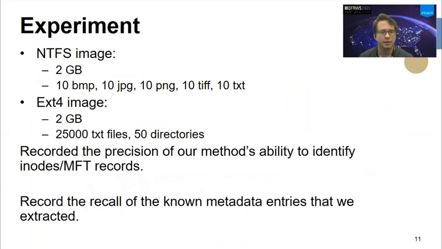So each of the images was 2 gigabytes in size. The NTFS image contained 40 pictorial images of 4 different data types, 10 files for each, and 10 text files as well. The ext4 image contained 25,000 text files and 50 directories. And of course, each of the images contained system-created files as well.